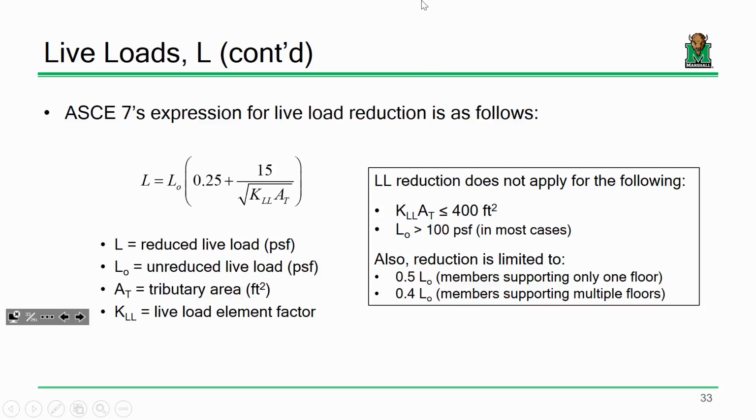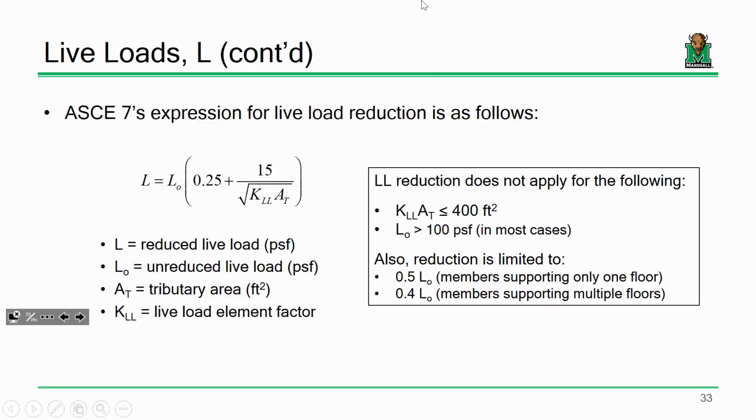So for a classroom, what do we got, 40 pounds per square foot? We would take the 40 pounds per square foot and multiply it by the following expression, and we would ultimately generate a reduced live load that makes a little more sense that we can use for design. So L is our target. That's the reduced live load. L sub naught is the unreduced live load.